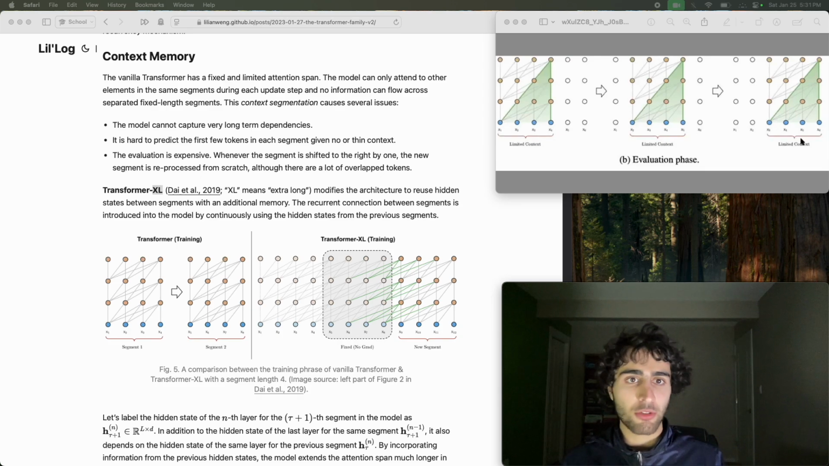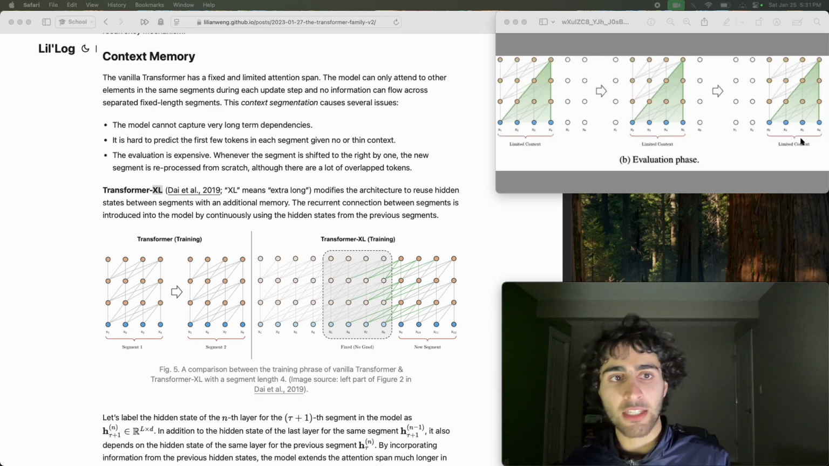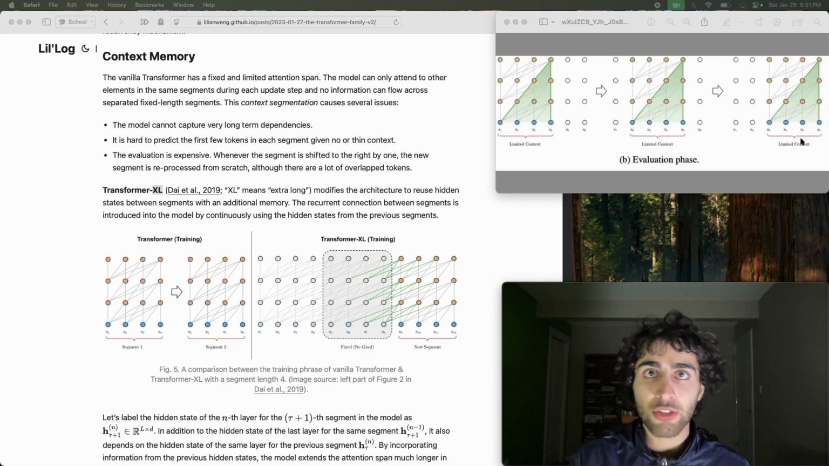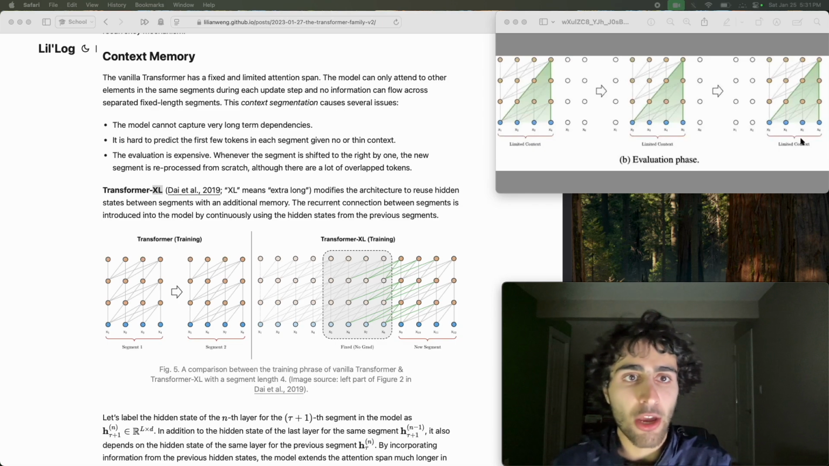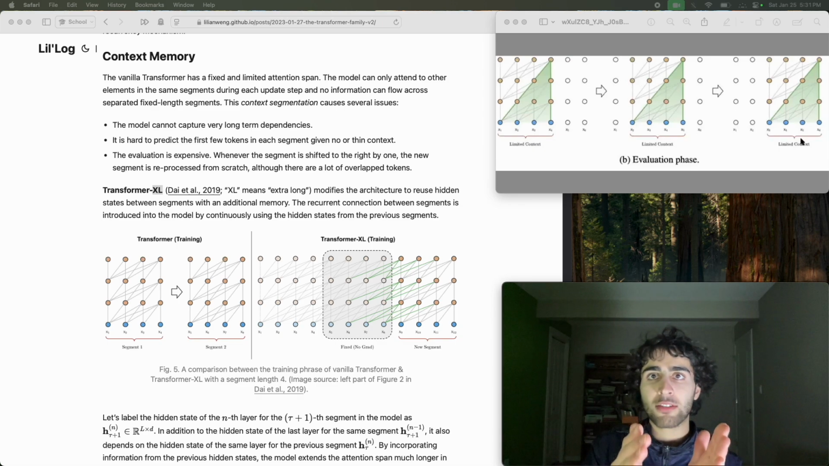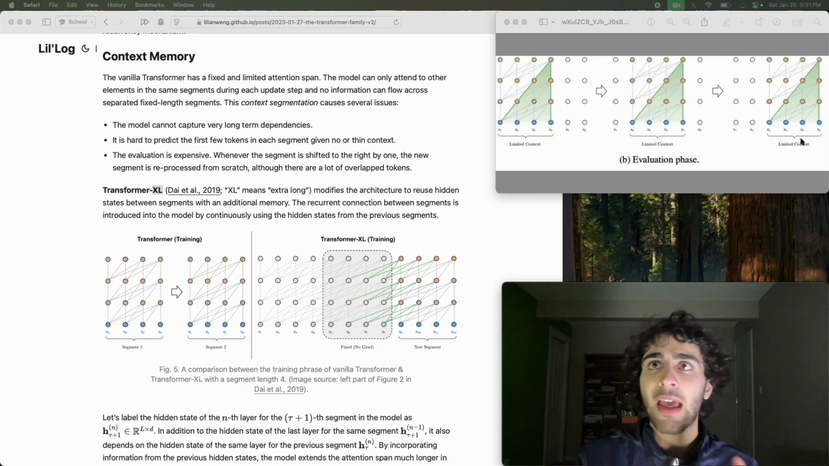What is Transformer XL proposing? It gives a mechanism to reuse the hidden states from previous segments, which is helpful to think of as a recurrent connection across multiple segments. So that's a quick introduction.